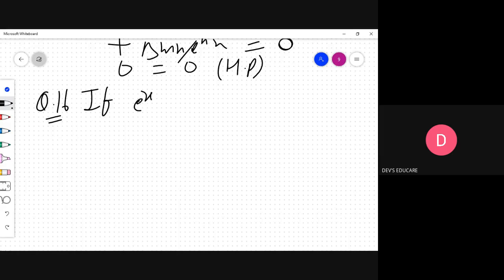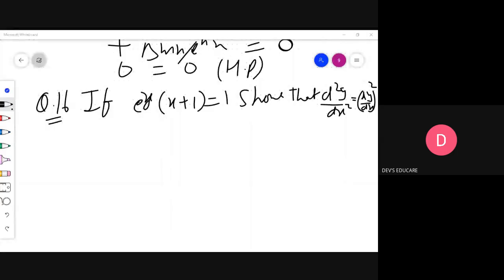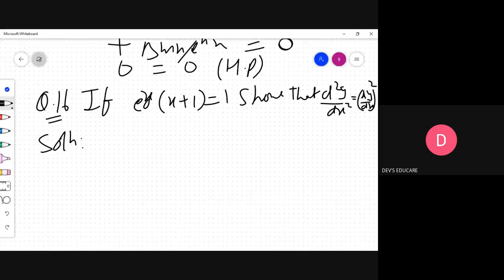If e to the power y, x plus 1 equals to 1, show that d2y by dx square equals to dy by dx whole square. So, solution: e to the power y, x plus 1 equals to 1.